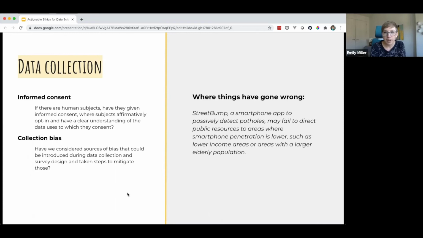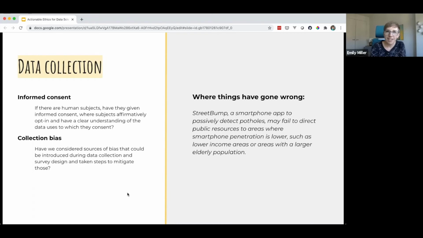So there's an app called Street Bump, and the idea is to passively detect potholes using accelerometer and GPS data. And then these potholes would be reported to the city government, who can then use this information to make data-driven decisions about resource allocation. And so this on the surface sounds great. We're not bothering people. We're figuring out where the potholes are so we can allocate resources more effectively.